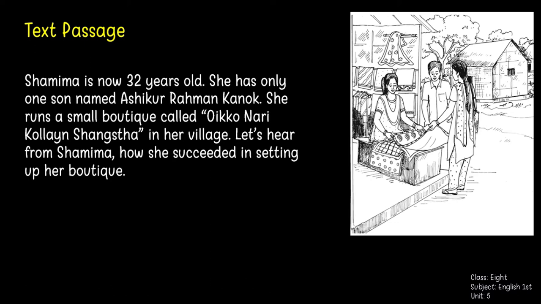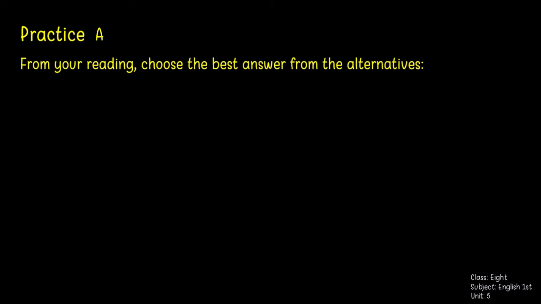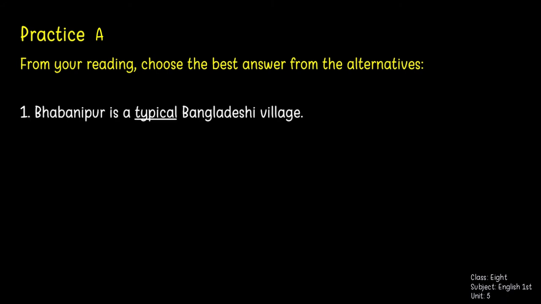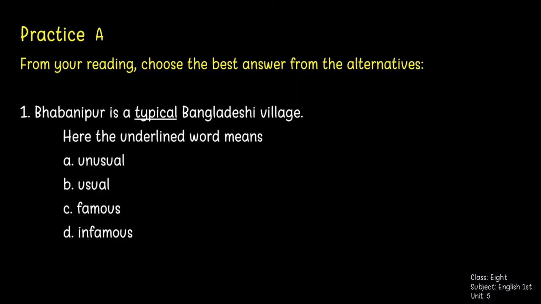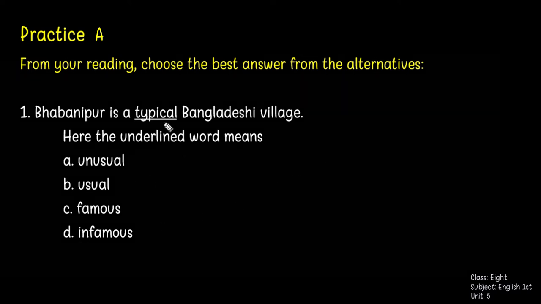Okay, now from your reading, choose the best answer from the alternatives. Number 1: Bhavanipur is a typical Bangladeshi village. You need to find the underlined word's meaning. Option A, unusual. Option B, usual. Option C, famous. And option D, infamous. Think about it. What can be the answer? Try to guess. Typical Bangladeshi village. So here, typical means usual. Exactly.